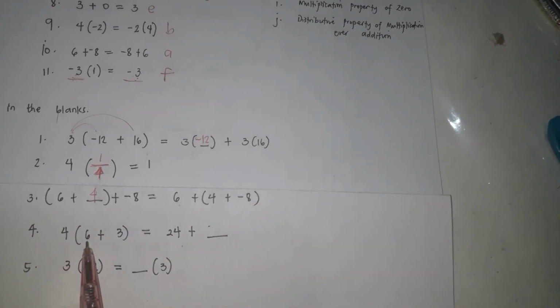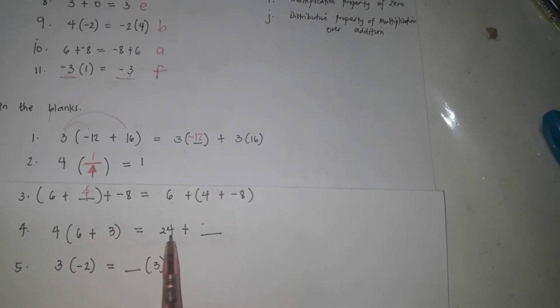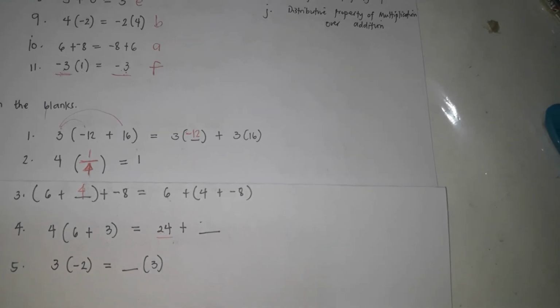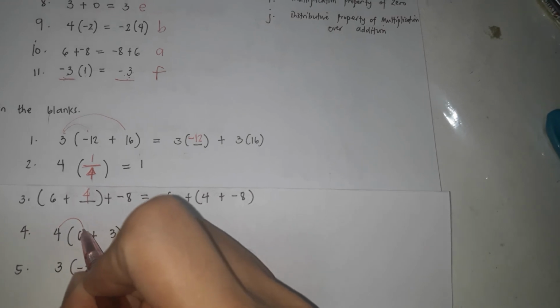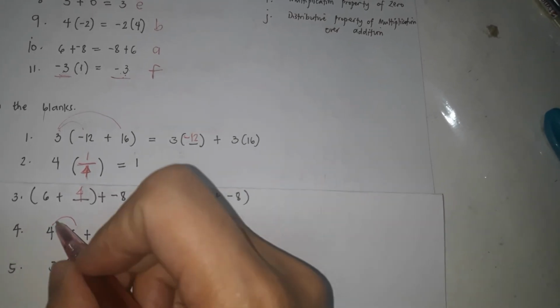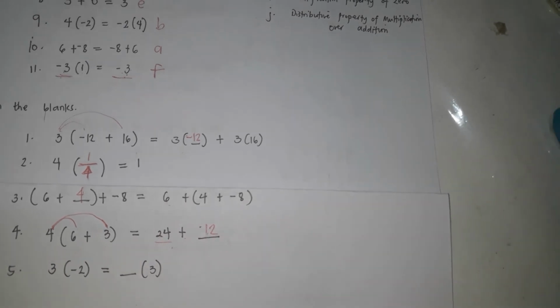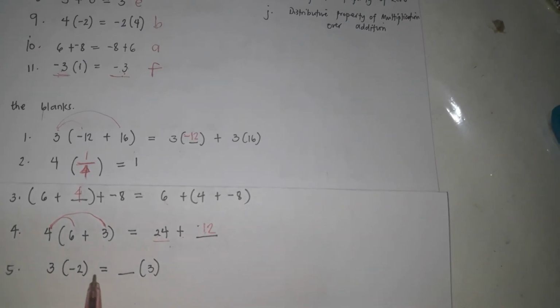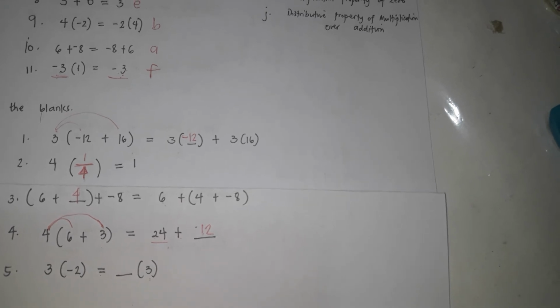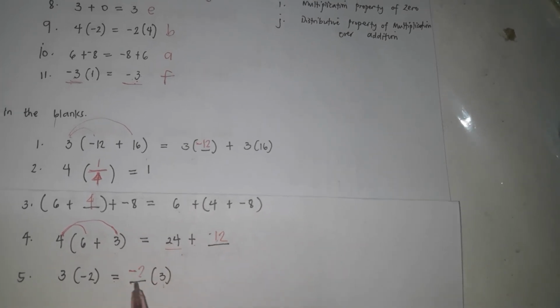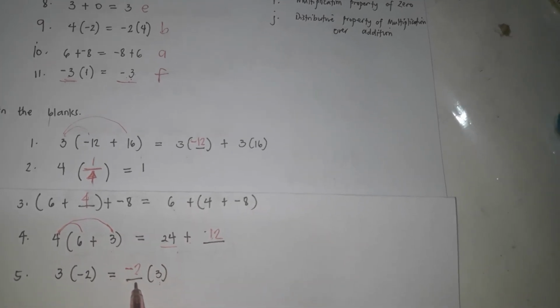4 times 6 plus 3 is equal to 24. Saan kinuha ang 24? Nawala namang 24 dito sa kabila. It's very good. 4 times 6. So, dito, plus 4 times 3, which is 12. Very good. Last one. 3 times negative 2 is equal to blank times 3. Yes, it's negative 2. And that's commutative property of multiplication.